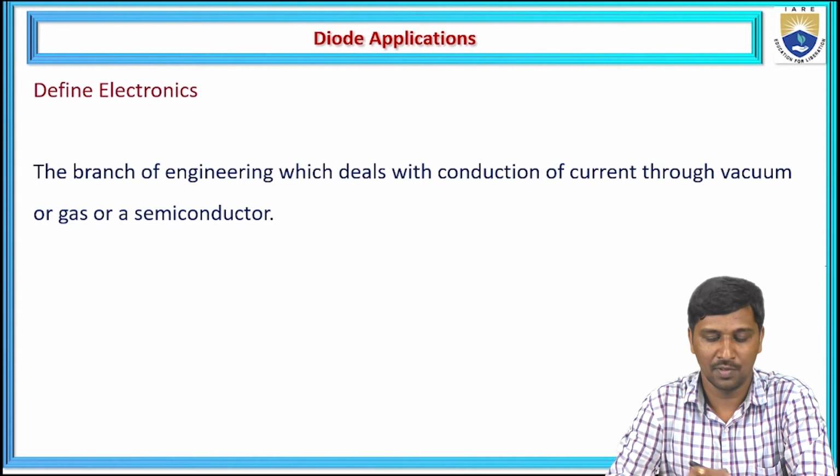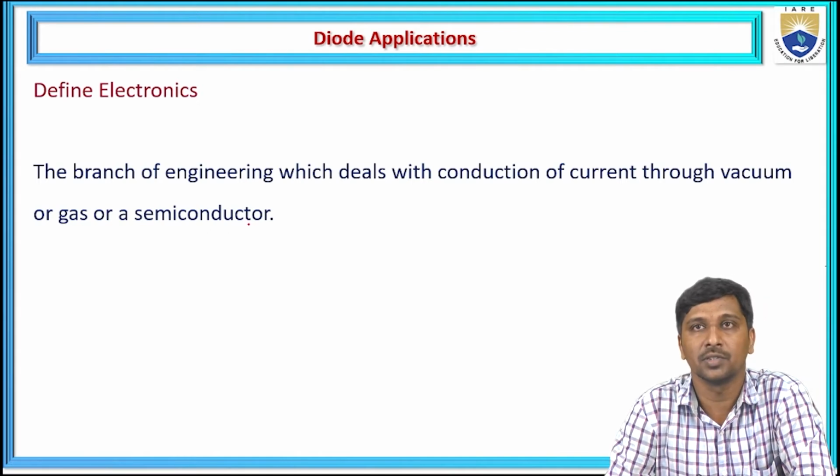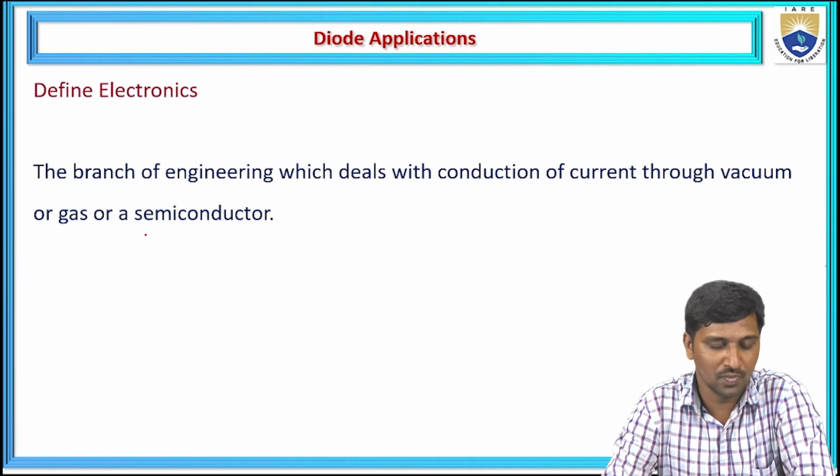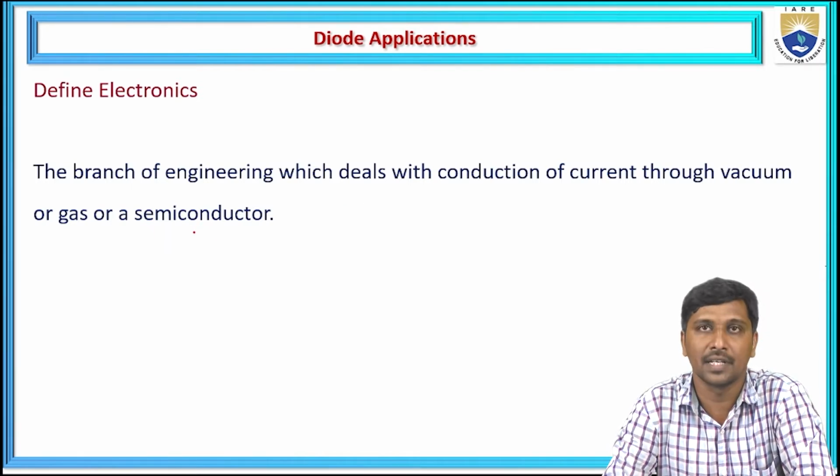electronics. We know that it is the branch of engineering that deals with the conduction of current through a vacuum, a gas, or a semiconductor. Here the semiconductor means it contains materials like N-type material or P-type material, and based on that it allows the flow of current from one node to another node.